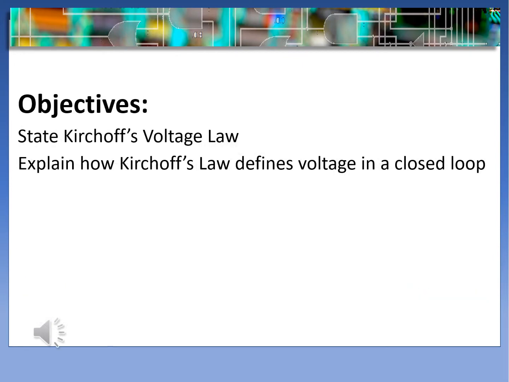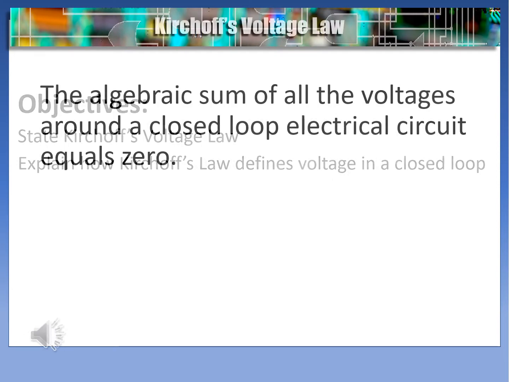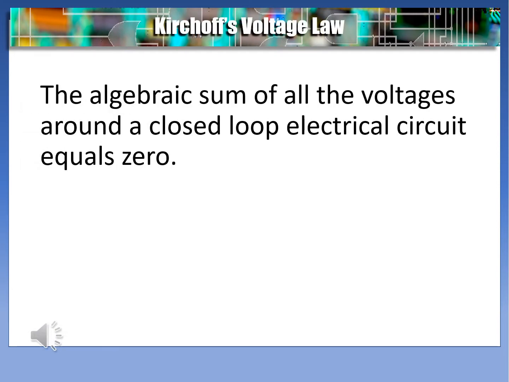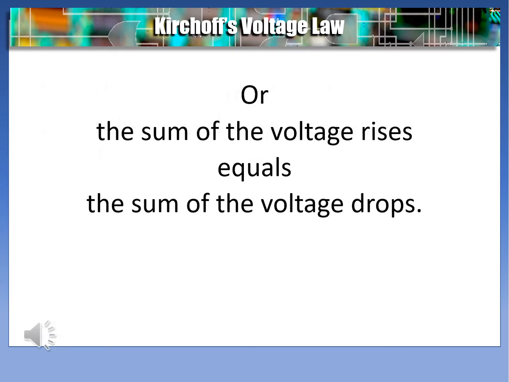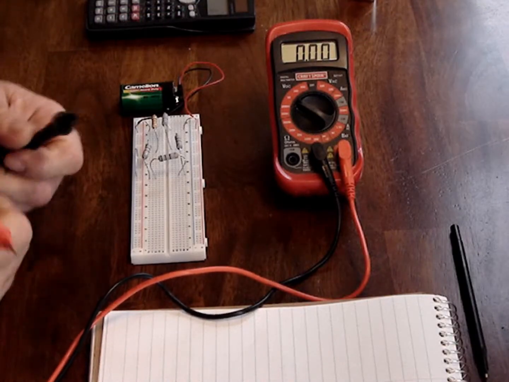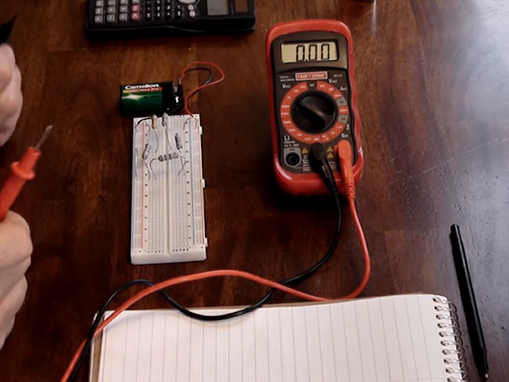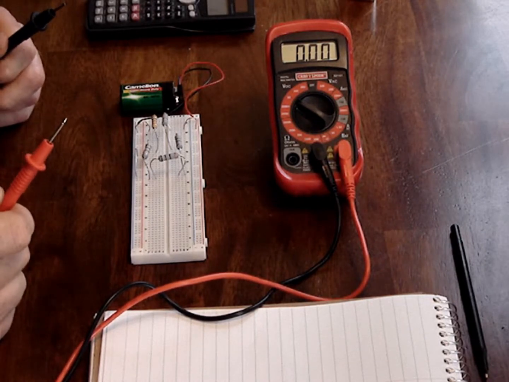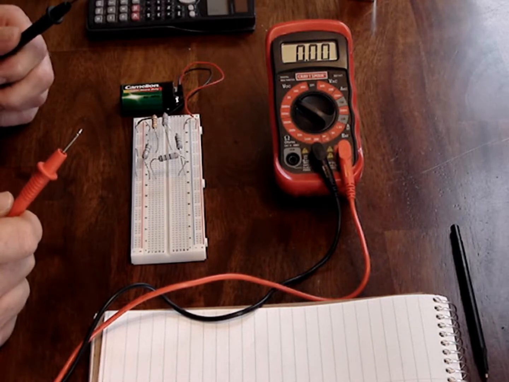After this presentation, you should be able to state Kirchhoff's voltage law and explain how Kirchhoff's law defines voltage in a closed loop. Kirchhoff's voltage law states that the algebraic sum of all voltages around a closed loop electrical circuit equals zero. Or it can be plainly stated as the sum of the voltage rises equals the sum of the voltage drops. Kirchhoff's law of voltages states that the algebraic sum of all the voltages in a closed loop will equal zero.